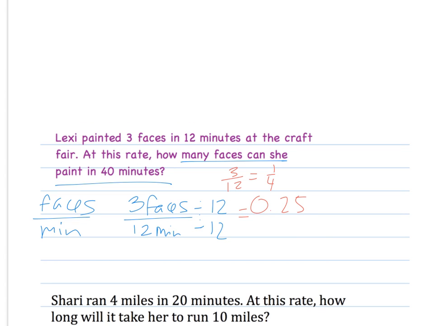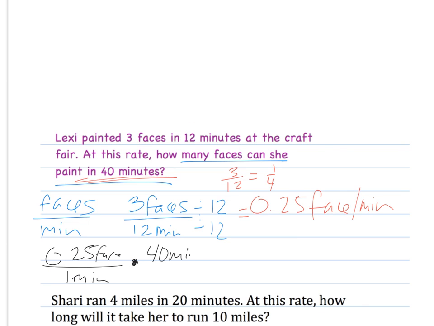So we get 0.25, a full quarter of a face per minute. Well, that doesn't help us answer how many you can do in 40 minutes. So what you set up then is your unit rate at a quarter of a face every 1 minute. Then you multiply. If she's doing that for 40 minutes, then those minutes cancel, and you really have a quarter times 40, and you get 10 faces in 40 minutes.